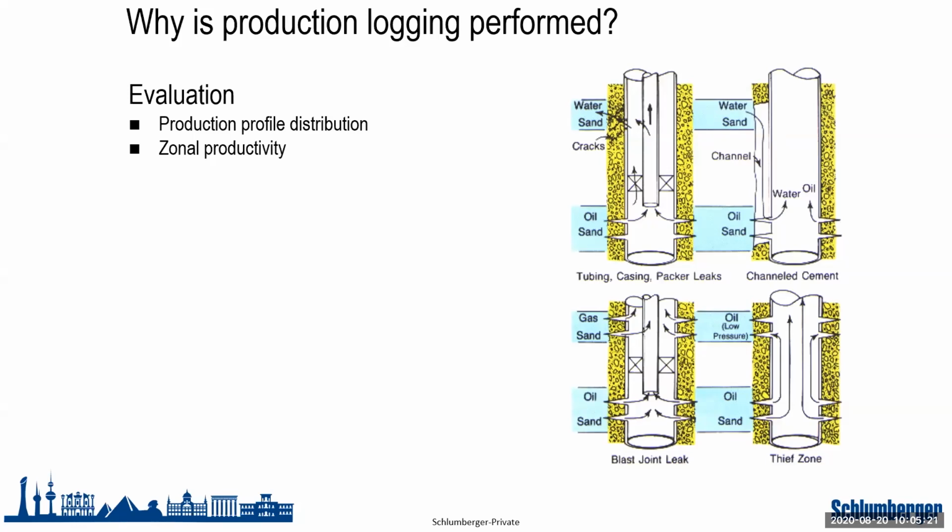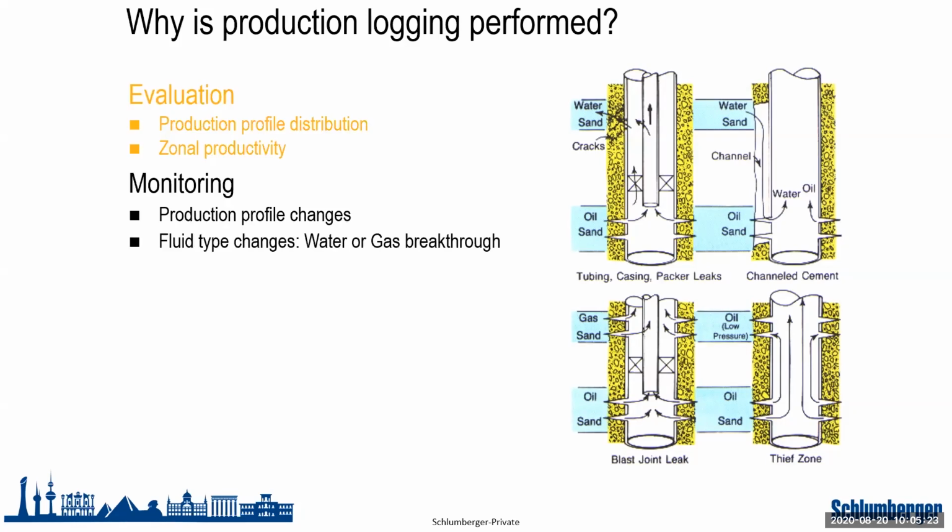So this will be for evaluation. Next step will be monitoring. With time, the production profile is going to change. Many times we do production logging several times through the history of the well to understand how the production profile is changing, and also to understand if there is any remedial that we should do to stop producing unwanted fluids. This could be water or this could be gas.